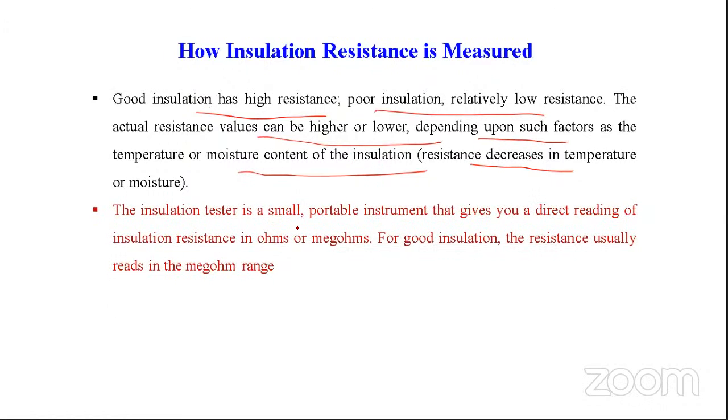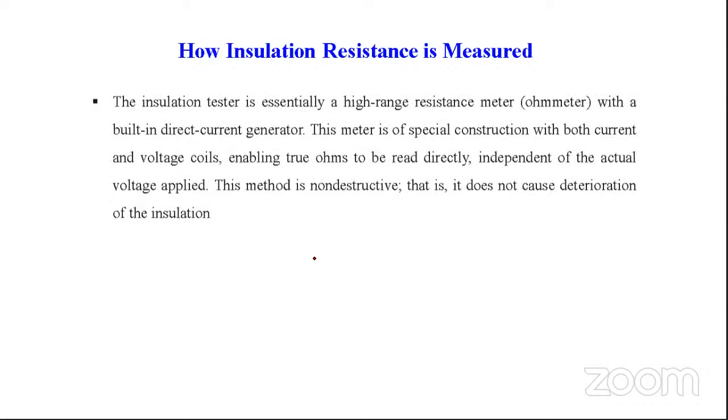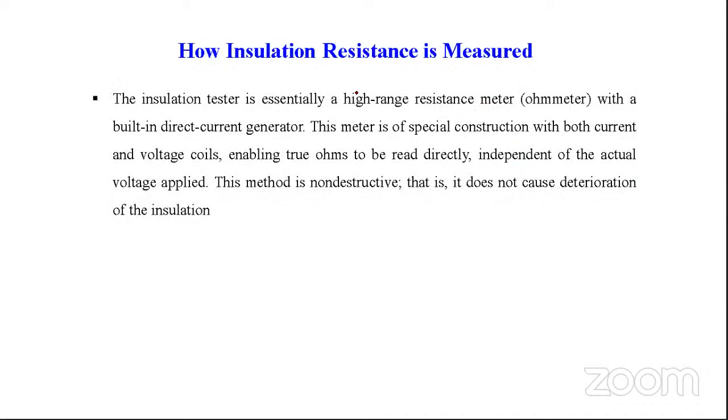So you have to consider an insulation tester, which is a small portable instrument that gives you a direct reading of insulation resistance in ohms or mega ohm. For good insulation, resistance usually reads in the mega ohm range. Okay, so an insulation tester is essentially a high range resistance meter with a built-in direct current generator. All of you know that when you use that insulation tester, we are talking about that name, insulation tester.